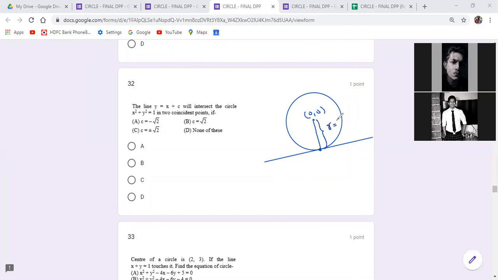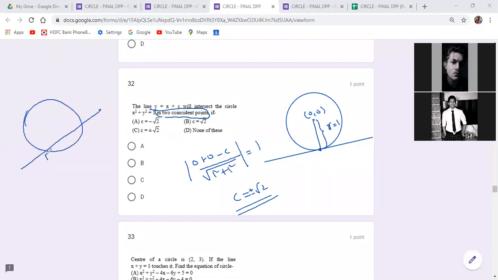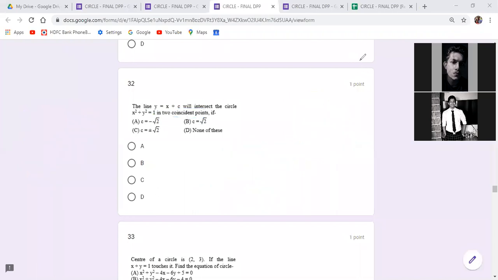You can do it, can't you? So 0 plus 0 minus c upon root of 1 square plus 1 square should be equal to the radius. So c equals plus or minus root 2. Okay. If the line intersects at a coincident point, what does that mean? It is a tangent. If they intersect at distinct points, it's a secant. If points A and B become equal, then it becomes a tangent. Right? Okay. Then who has 33?